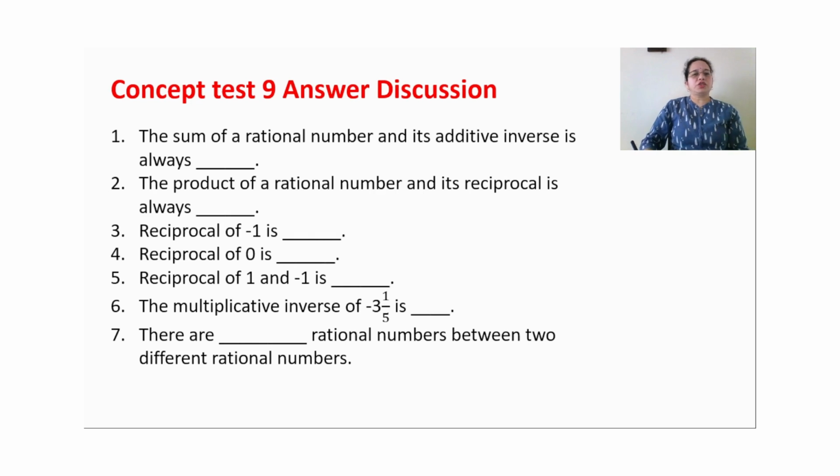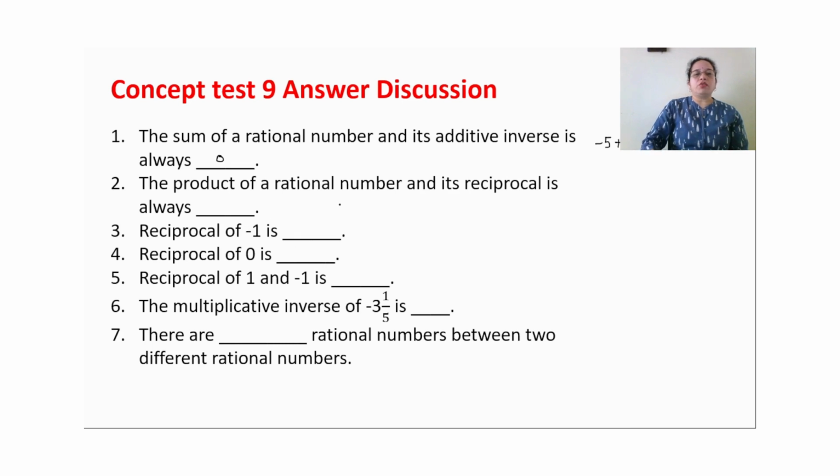Let us do discussion for concept test 9. So the sum of a rational number and its additive inverse is always 0. You can take any rational number. I am taking here 5. 5 is also a rational number. What is the additive inverse of 5? This will become minus 5, and if you add this, you will always get 0.